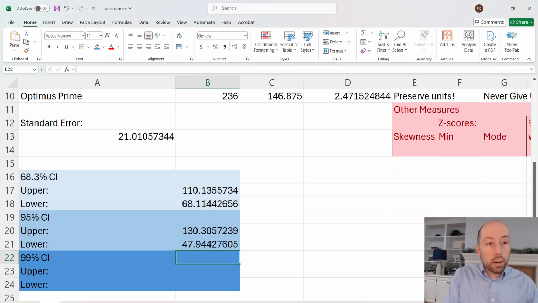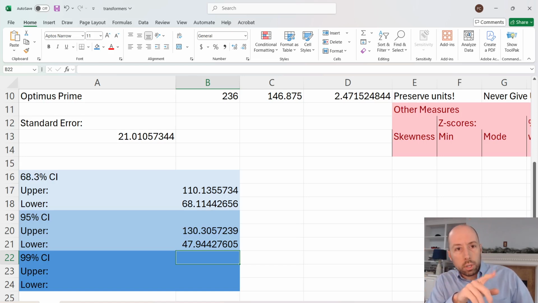So back to here, I see I've got a beautiful story. I can be 68% confident that the true population average is between 68 and 110. I can be 95% confident that the true population average is between 48 and 130. Very nice. It's also convenient that the standard error is about 21, so these are about an extra 20 on each side. Nice round numbers to work with.